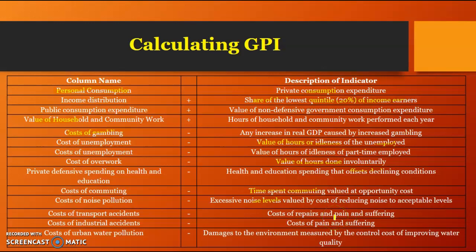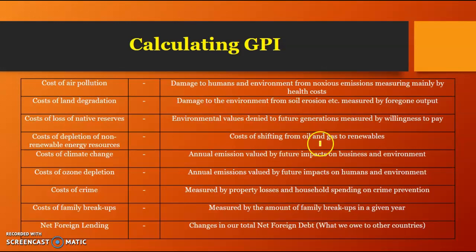So essentially what it's doing is adding things that are good, e.g. more equity. It adds household and community work. And then it deducts a whole range of negative things. Here are some more. It has a figure for the cost of air pollution, the amount of land degradation, the cost of climate change, ozone depletion, the cost of crime, the cost of family breakups. So it has all these measures of material and non-material living standards to get a better indication of how much our overall living standards have improved.